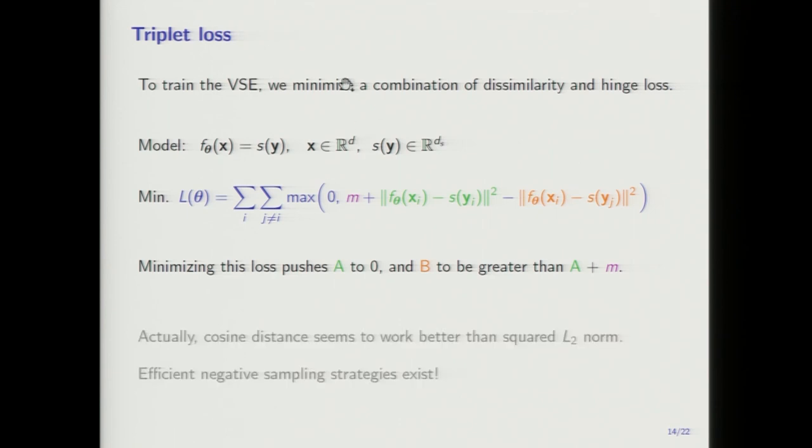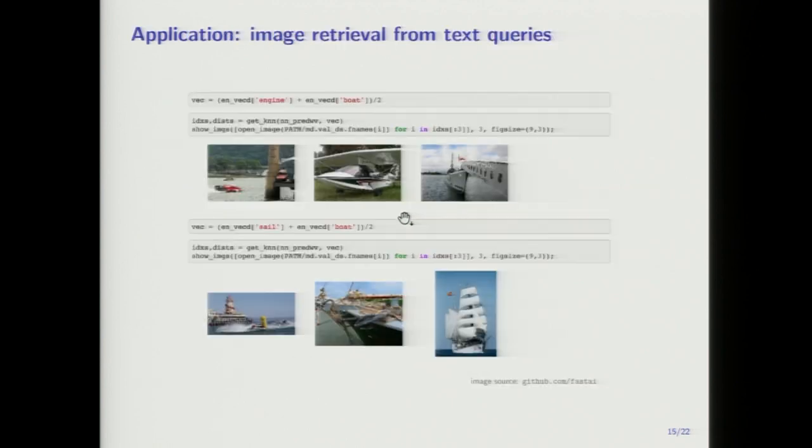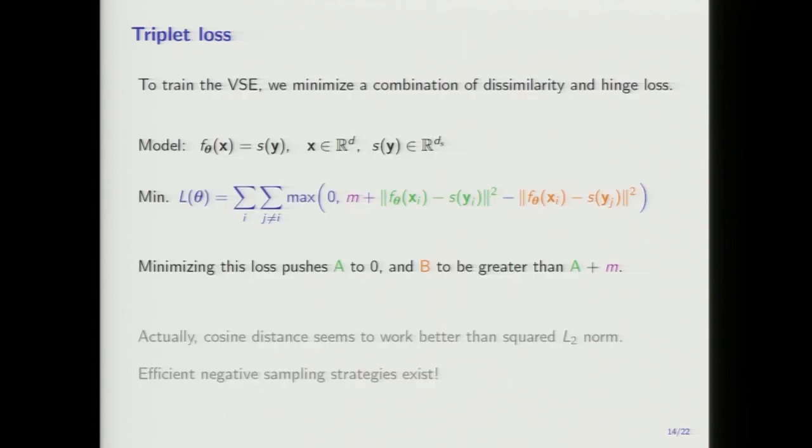Then just a note, actually, we don't use this squared loss. We use a cosine distance. It just works a bit better. And then, as I said, there are efficient ways that we can do this negative sampling.